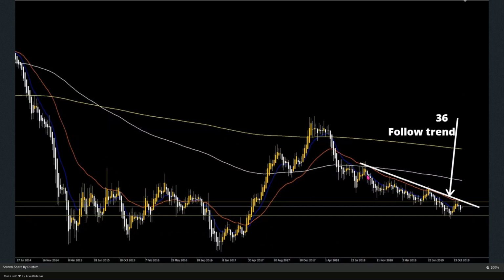Yeah, it follows the trend. So when you draw a trend line, try and draw it as parallel as possible to the 36 period moving average. And then the 12 period moving average.